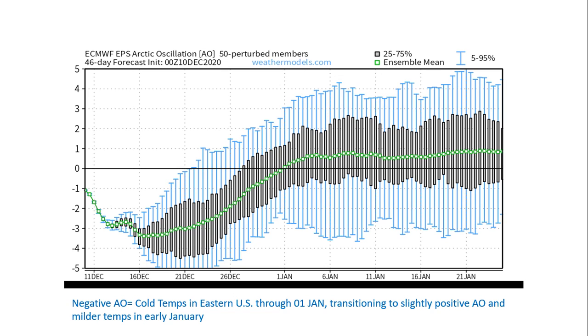The European EPS Arctic Oscillation 50 perturbed members forecast extends all the way out into later January. And you'll notice a sharply negative AO once again is indicated by this particular model. The green line, the ensemble mean, eventually stays negative and then hits the neutral point around the 1st of January. And then after that, slightly positive. So that's the indication on this particular EPS AO 50 perturbed member model.